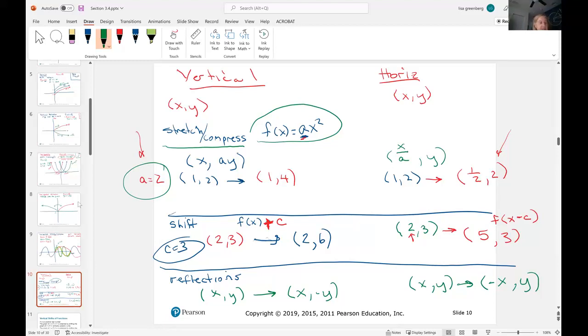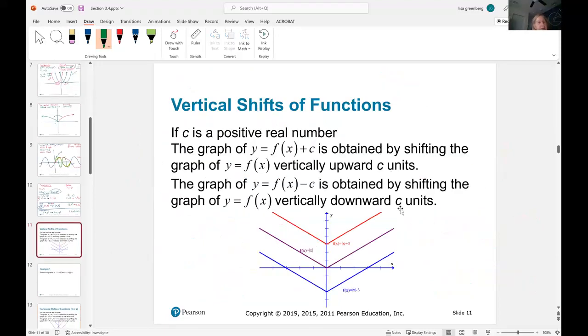All right, so let's start on the slides and we can go really quickly through it. And the pictures will be better. So here again, if C is a positive real number, we're going to go up. And if it's a negative number, we're going to go down. And we talked about this as vertical shifting, okay?